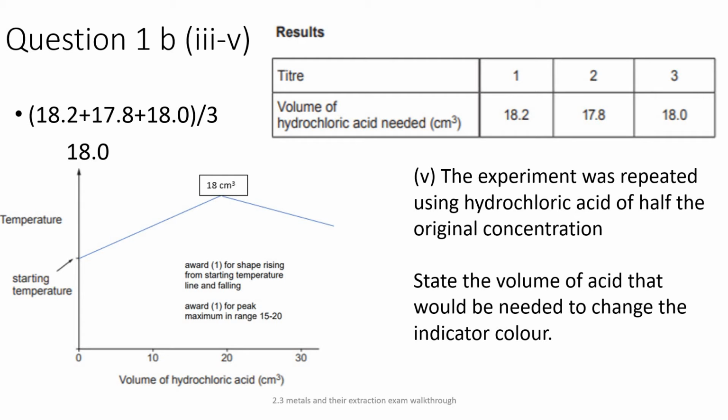Then for part 5, the HCl neutralizing the alkali is half the concentration of the original solution. This means that there are half the number of moles of acid in each millilitre, so we need double the volume, double the millilitres, in order to neutralize the alkali. So this will be double 18, which is about 36.